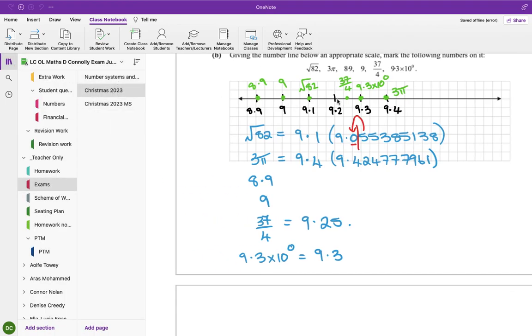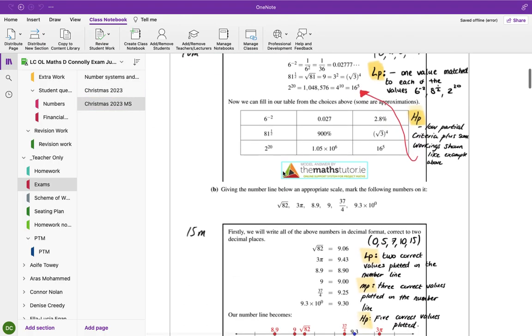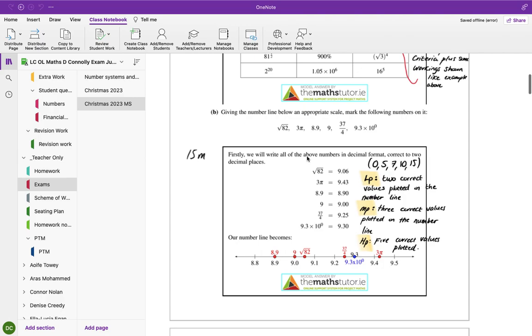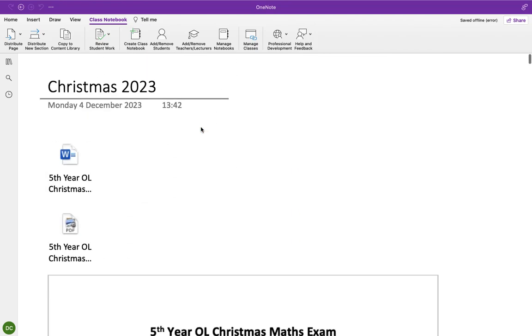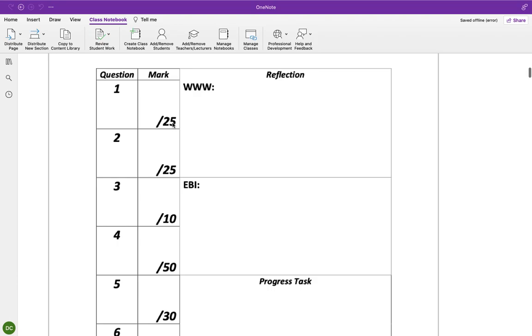So you had to choose a scale. So I went up in boxes of 3 for 0.1s, and then you had to put those numbers onto the scale. 15 marks for that, and again you have 10 marks. Okay, so that means the first one should be worth 25, and it is.